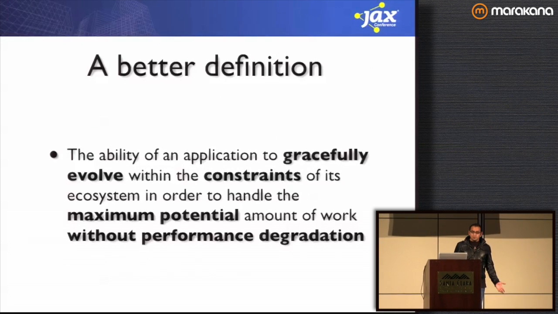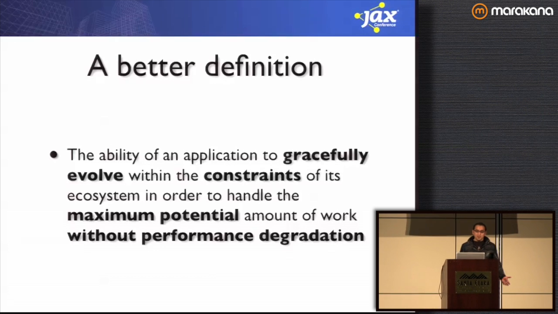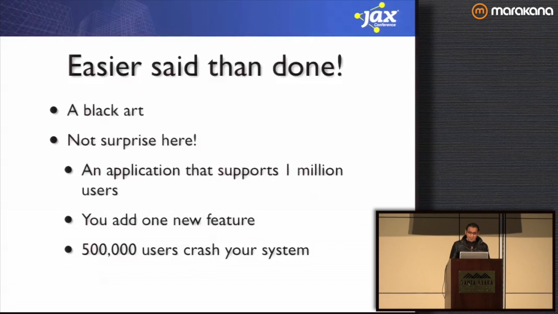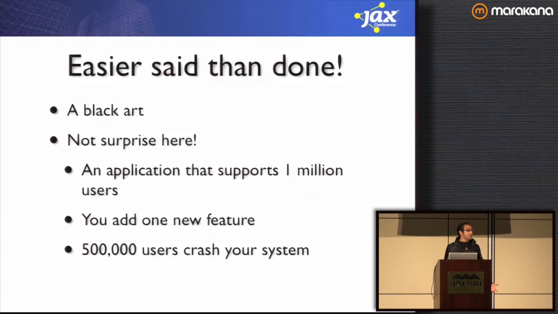So a better definition is one I put together. It would be more like the ability of an application to gracefully evolve within the constraints of its ecosystem in order to handle the maximum potential amount of work without performance degradation. This is easier said than done. Everybody talks scalability this, scalability that. Turns out that it's just not like a button that you turn on and off. You could literally build an application that is capable of supporting 1 million users, and you add one more new feature, and your application starts crashing at 500,000.